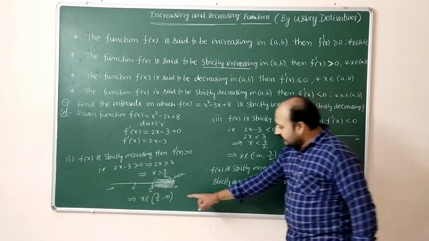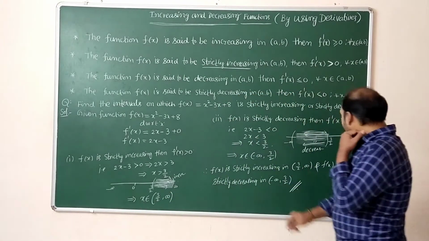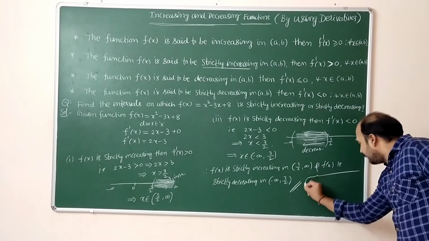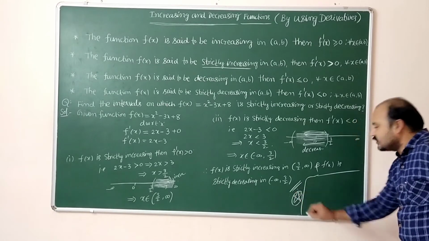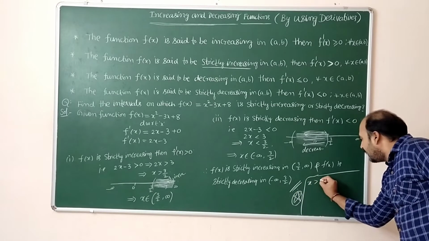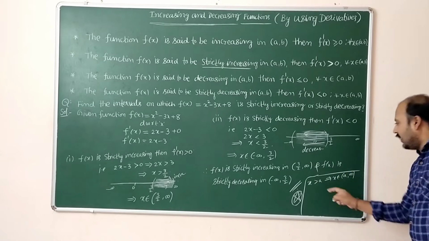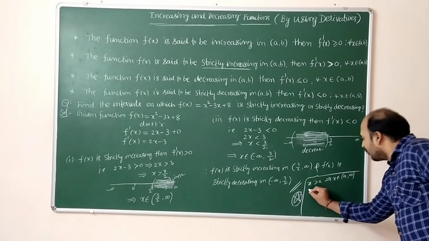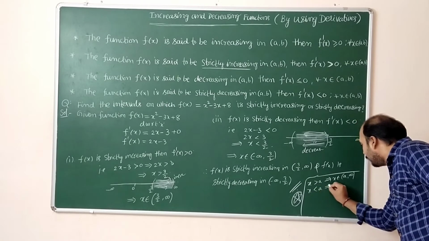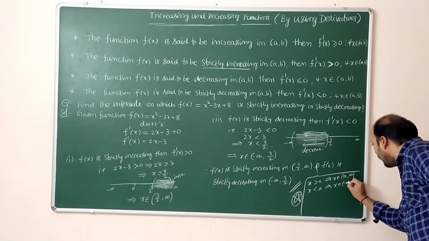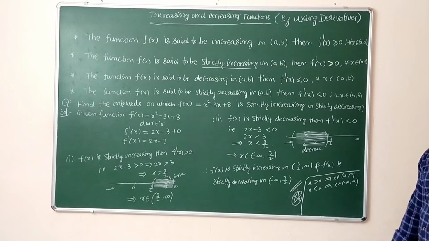Sir, how to know this is 3 by 2 to infinity? In the earlier classes I said that these are the important points, dear students. When x is greater than a, that implies x belongs to the open interval of a to infinity. Keep in mind these points. When x is less than a, that implies x belongs to the open interval of minus infinity to a.